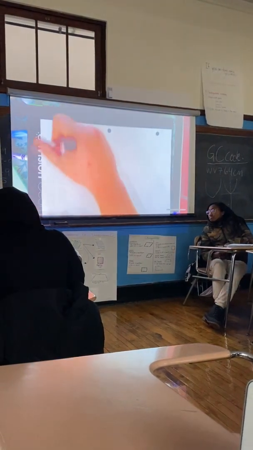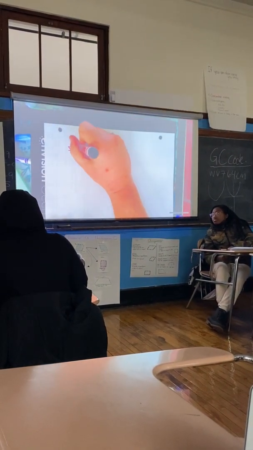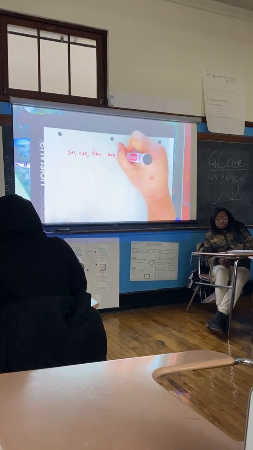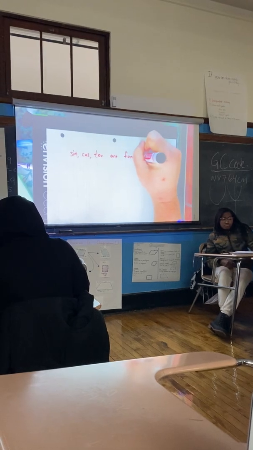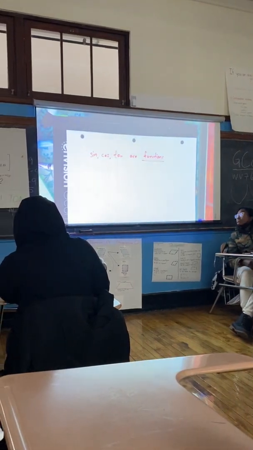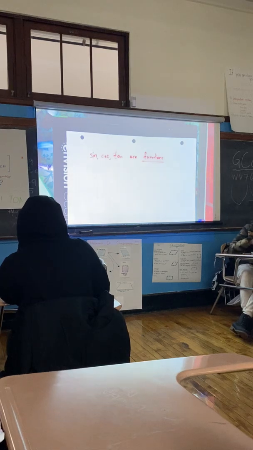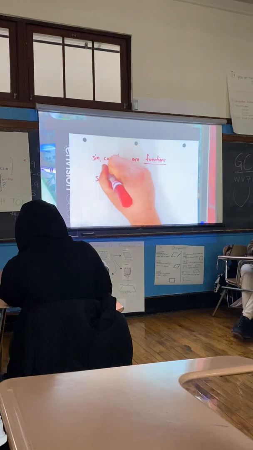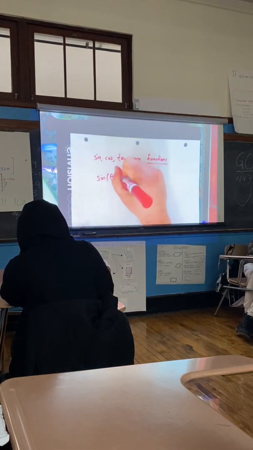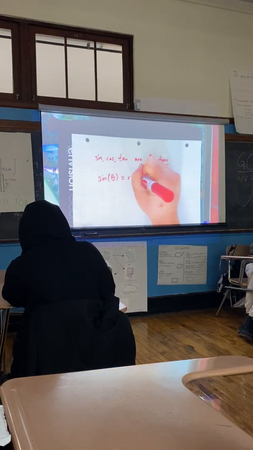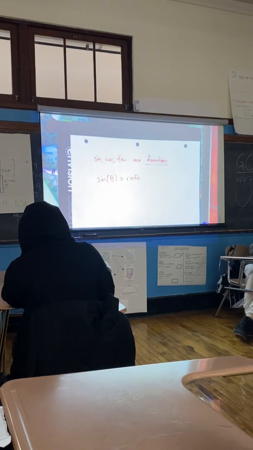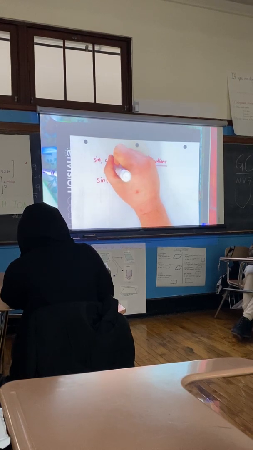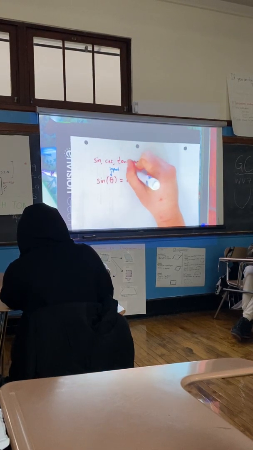So here's my claim. Sine, cosine, and tangent are functions. And when we say they're functions, functions have inputs and outputs. So we do sine of an angle, and that gives us a ratio. In this case, the angle is the input, and the ratio is the output.